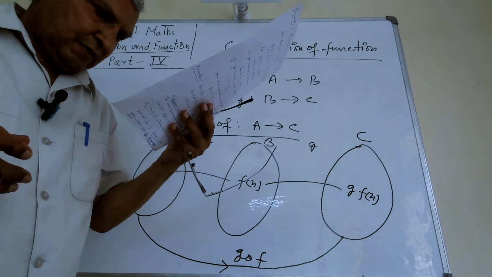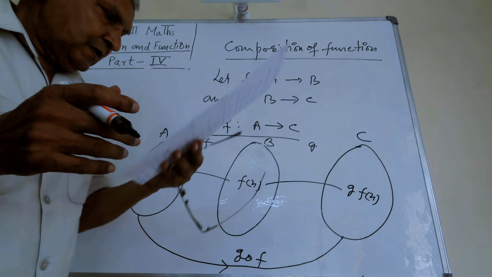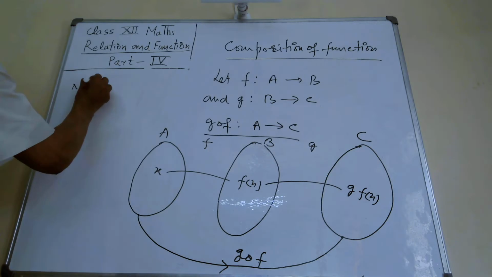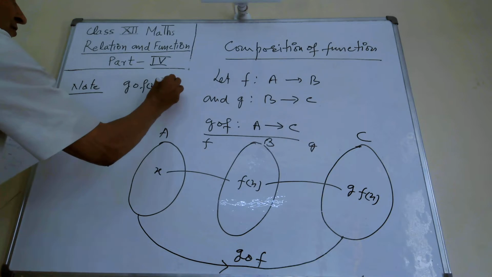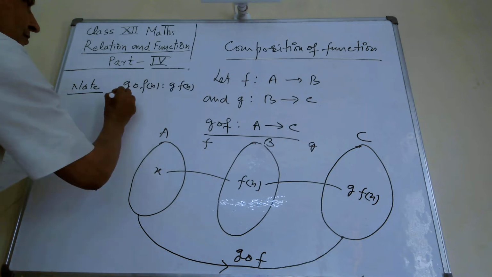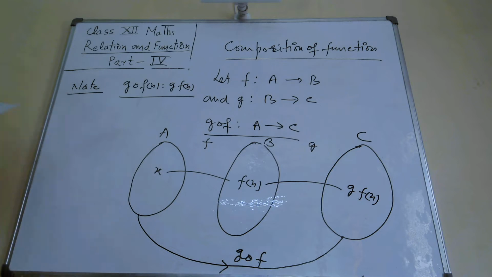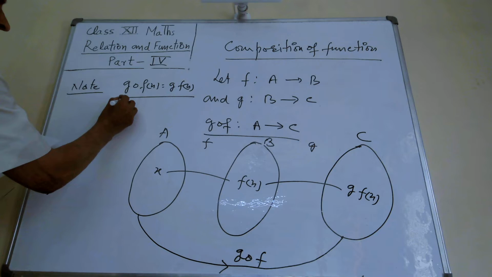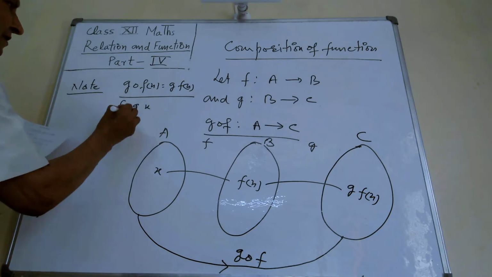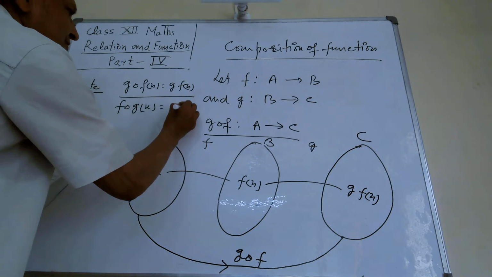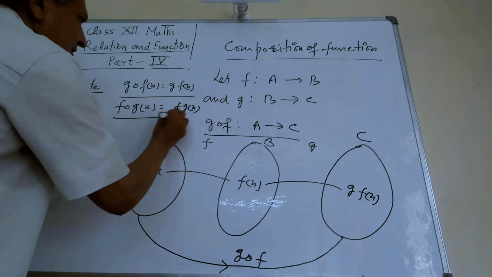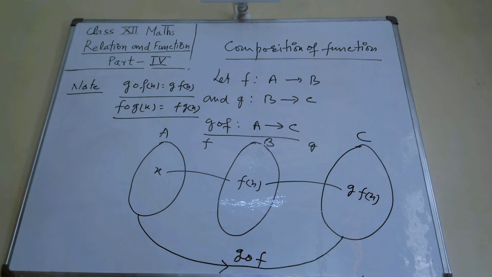Now, one thing to note: gof(x) is equal to g(f(x)). Note it, because when we take examples, you have to write this. And fog(x) is equal to f(g(x)). These are the short forms. We have to apply them in the examples. Now, example 1.